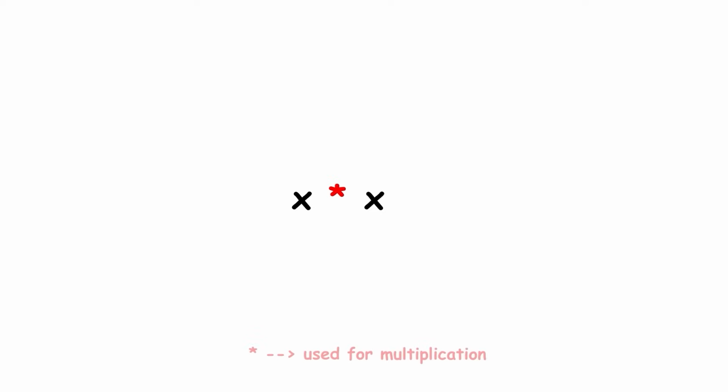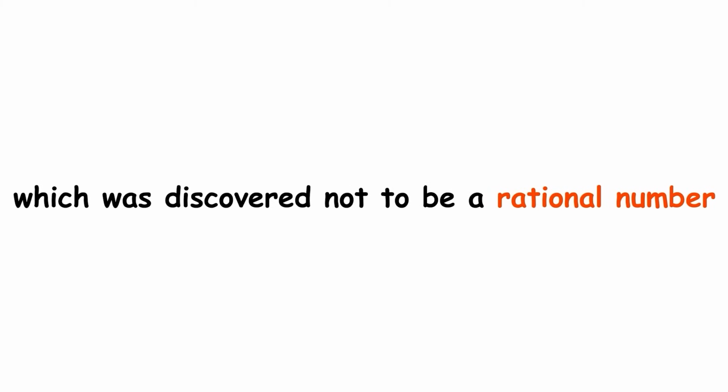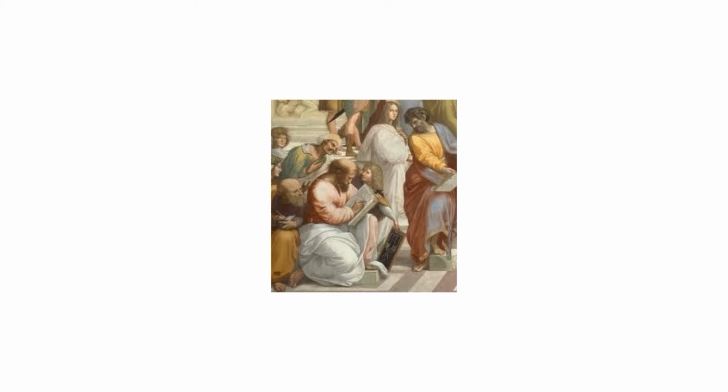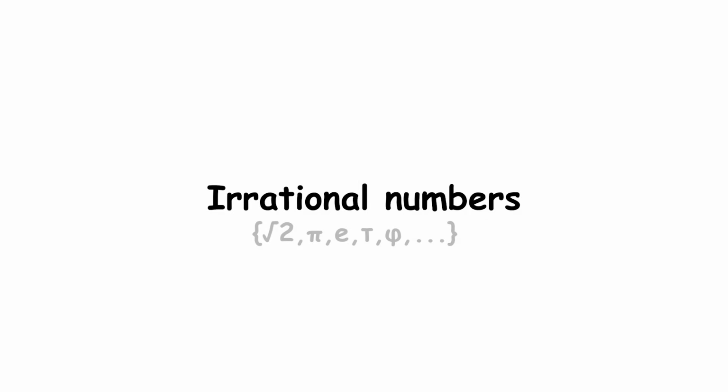For instance, consider a number that, when multiplied by itself, gives you 2. This number is called the square root of 2, which was discovered not to be a rational number by the Pythagoreans of ancient Greece. Such numbers are called irrational numbers. And there are infinitely many of them. In order to complete our number line, we will have to fill in the gaps.